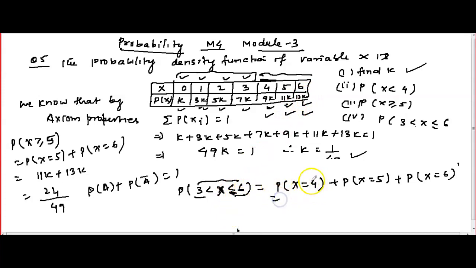So this one, how much? X is equal to 4 is 9k, plus x is equal to 5 is 11k, plus 13k. So 9 plus 11 is 20, and 20 plus 13 is 33k, that is 33 by 49. This one is the answer.